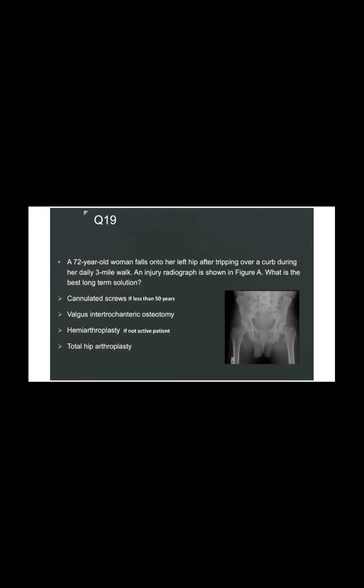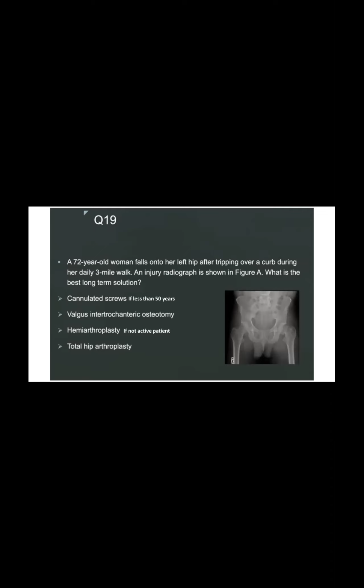A 72-year-old woman falls onto her left hip after tripping over a curb during her daily 3-mile walk. An injury radiograph is shown in the figure. What is the best long-term solution? Ma'am, option C is ruled out because she is active. Hemiarthroplasty is for not active patients, and she is active. Cannulated screws are for patients less than 50, so that is also ruled out.